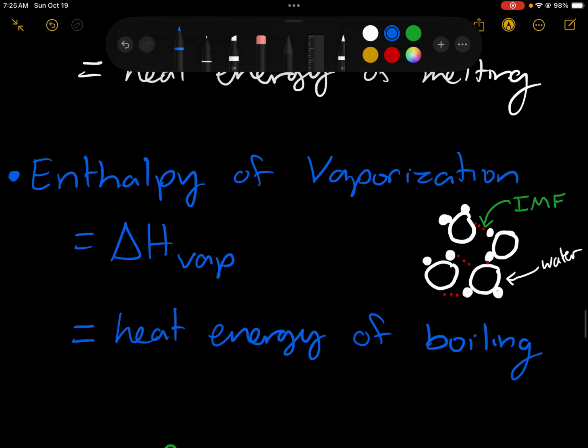Enthalpy of vaporization is that same thing. We're just talking about moving from a liquid state to a gaseous state. So delta H vap is how we abbreviate that. And again, there's still intermolecular forces in between water molecules that are in liquid state. They're just not as clean looking as they are in a solid state. So how much energy is it going to take to break those intermolecular forces? And that is enthalpy of vaporization, or the heat energy of boiling.